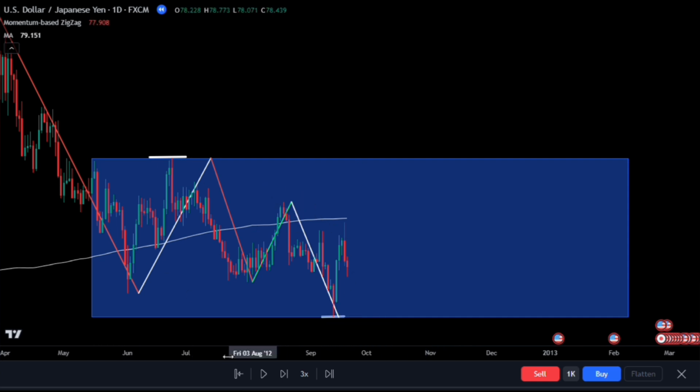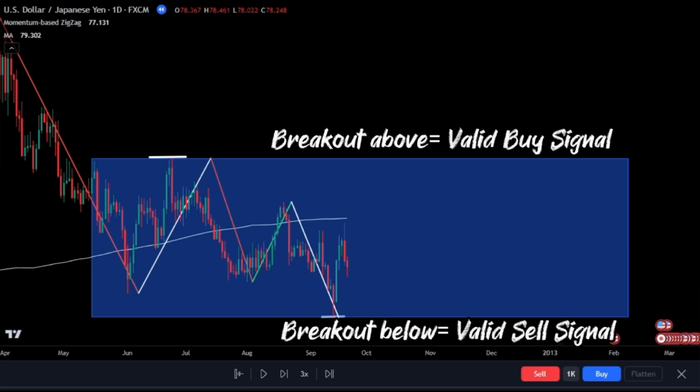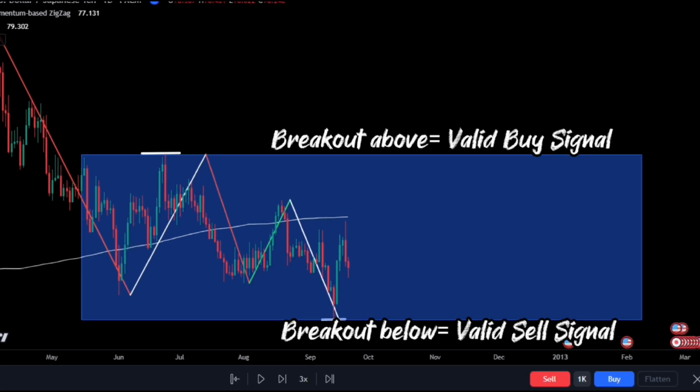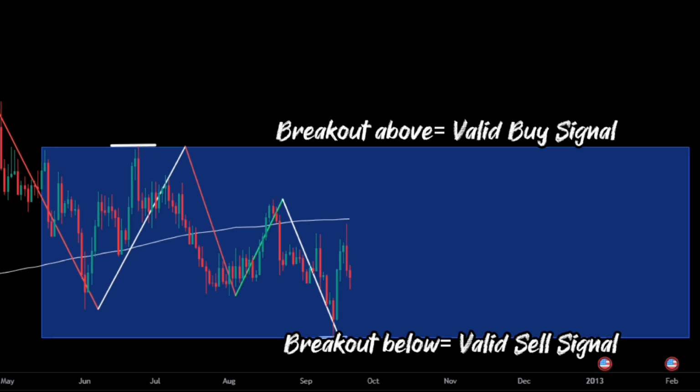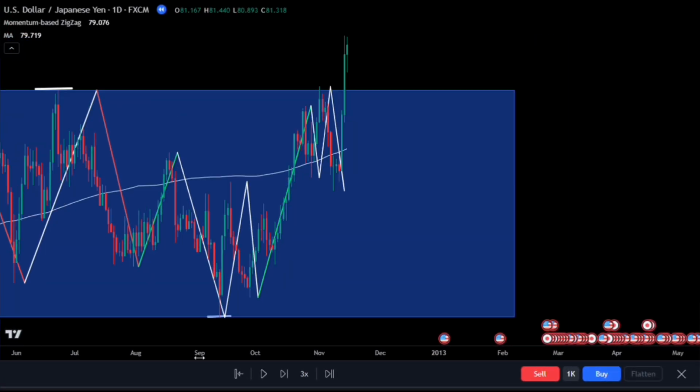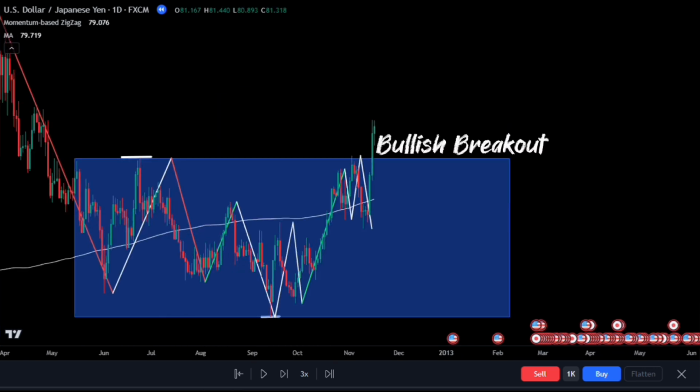Next, we wait for price action to break either above or below the box. Whichever way we see prices break out, we enter for a valid trade. That is to say, if the price breaks and closes above this box, we go long, and if it breaks and closes below this box, we go short. Now we see the breakout above this box, and this serves as a valid entry to go long.